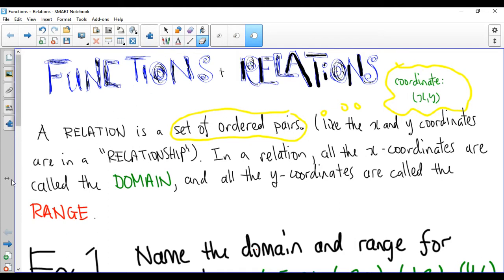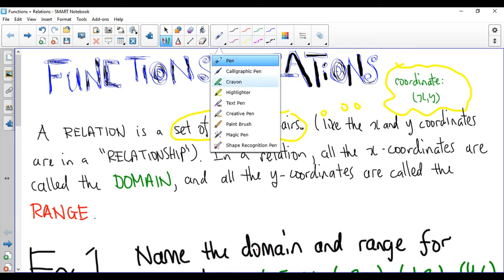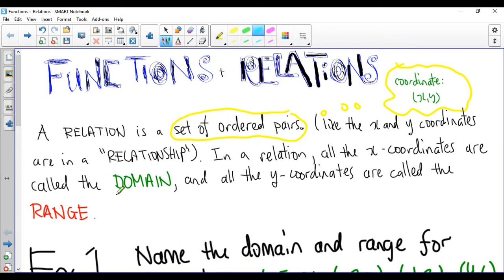So I have it written here. A relation is just a set of ordered pairs. An ordered pair is just a fancy way of saying a coordinate. In a relation, all the x coordinates are called the domain, right here. Notice the terminology; we're just up in our game here, right? I have the domain. That's all the x coordinates in a relation. And all the y coordinates are called the range, all right?